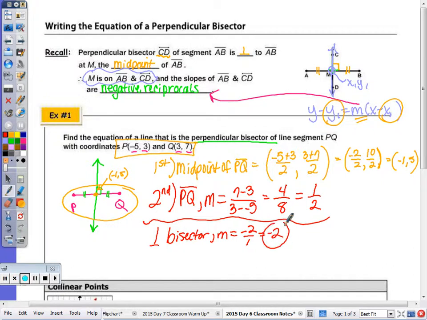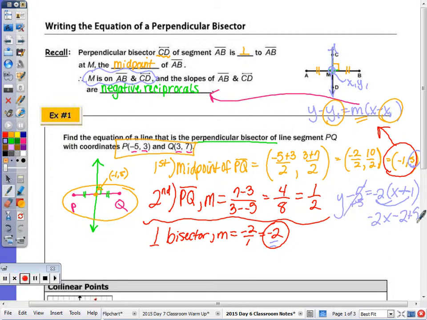Now let's plug in this slope and our point into that equation. So just like last class, y minus y1 equals m times x minus x1 with the midpoint and the slope of negative 2. So it's going to be y minus 5 equals negative 2 times x minus x1. Don't forget the negative, because when I subtract a negative, that changes to a positive. Distributing, we've got negative 2x minus 2. We have to add the 5 over. So we got y equals negative 2x plus 3. That is the equation of this perpendicular bisector.